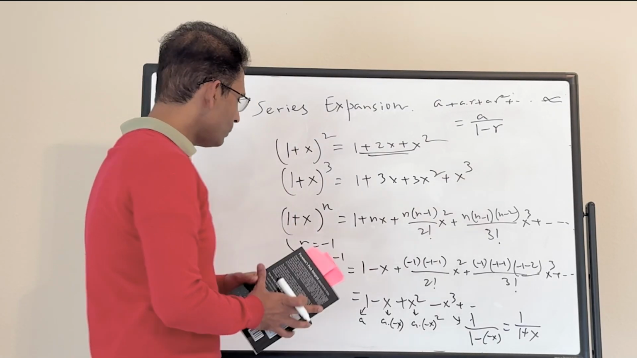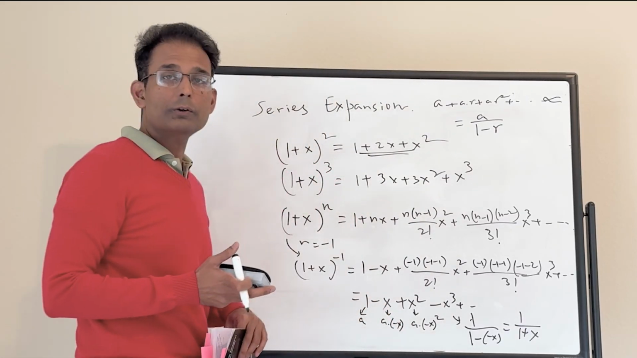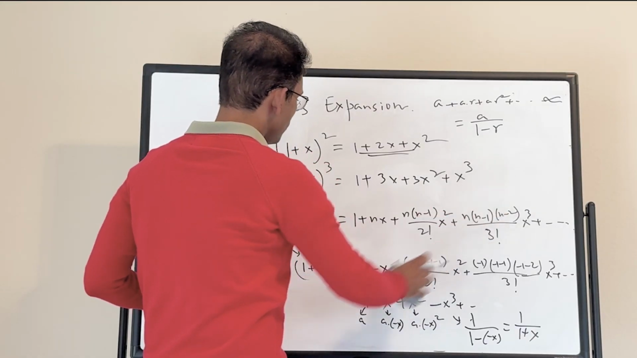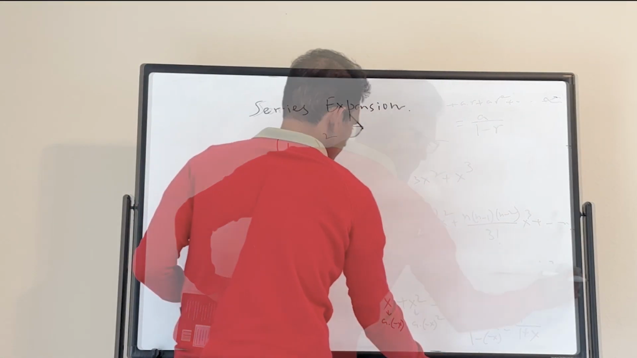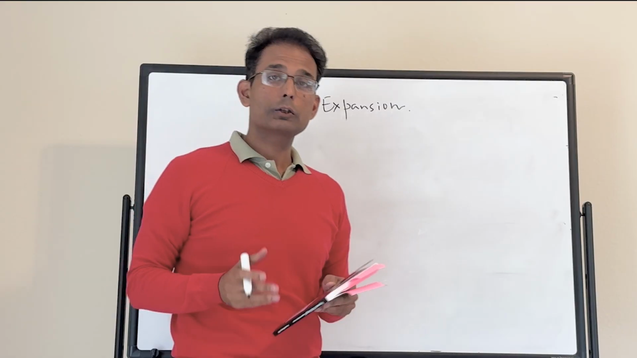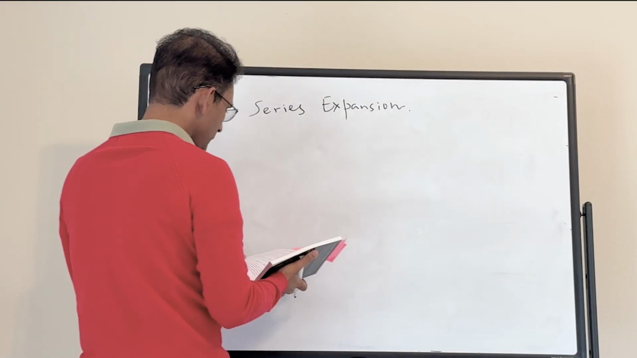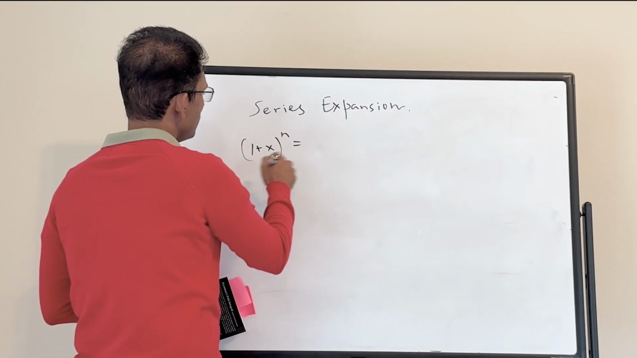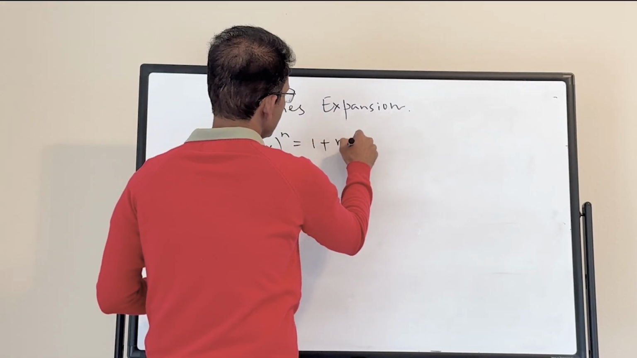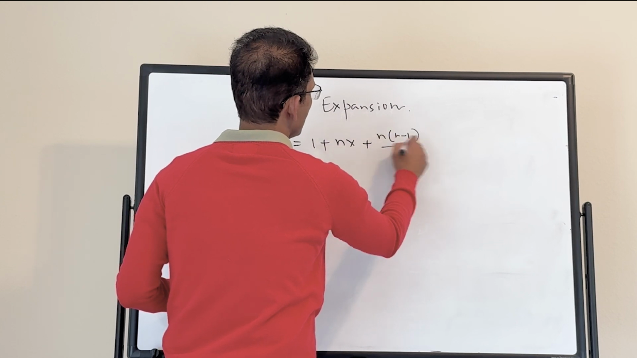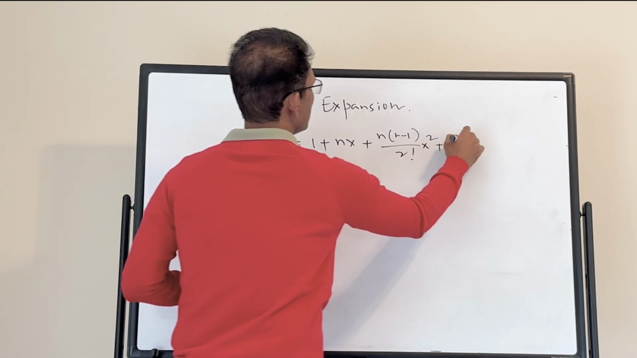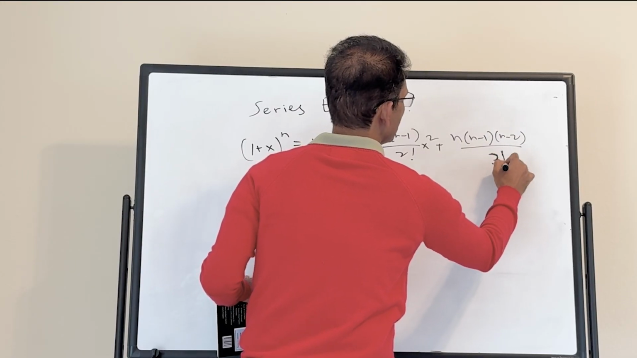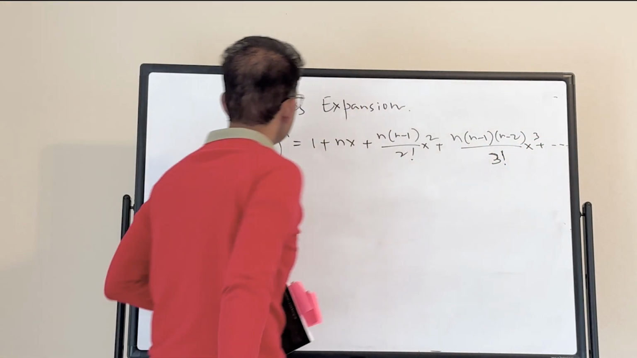So now we are going to make a very interesting observation. So we will still work with this formula. So we trust the following formula now, right? We believe that it is true that 1 plus x to the power n is equal to 1 plus nx plus n times n minus 1 over factorial 2 x squared plus n times n minus 1 times n minus 2 over factorial 3 x cubed and so on.